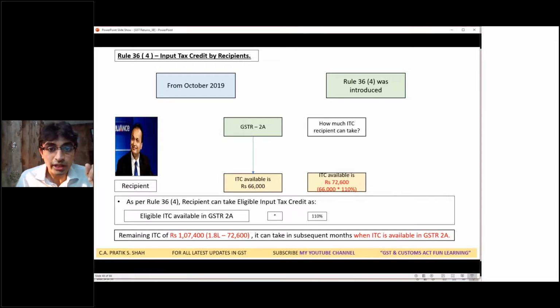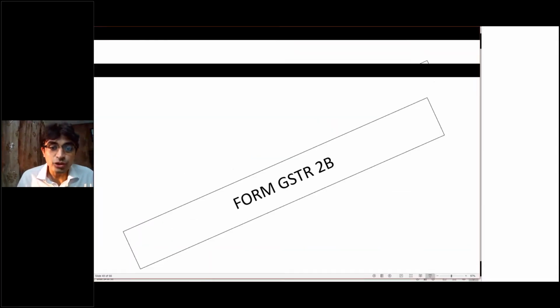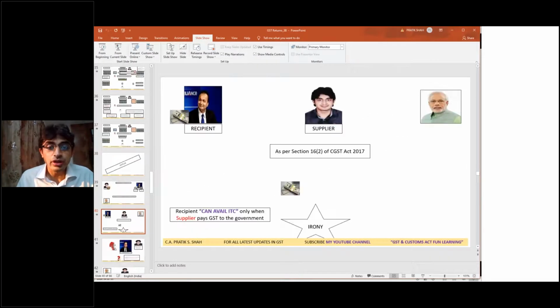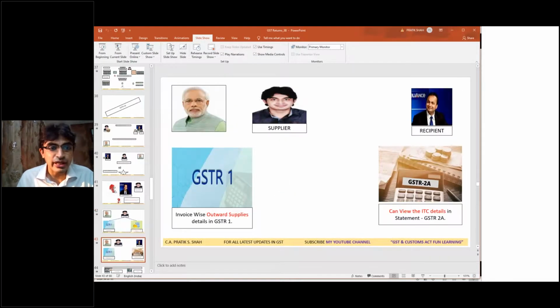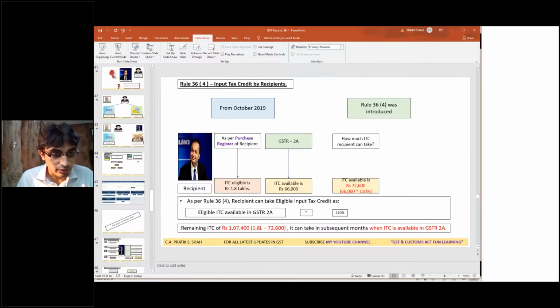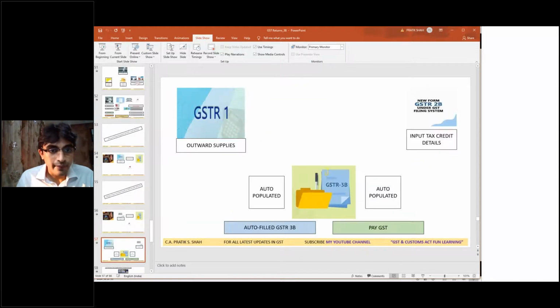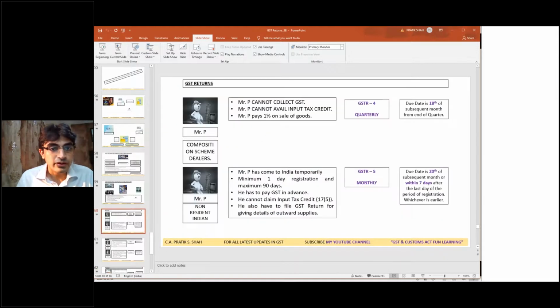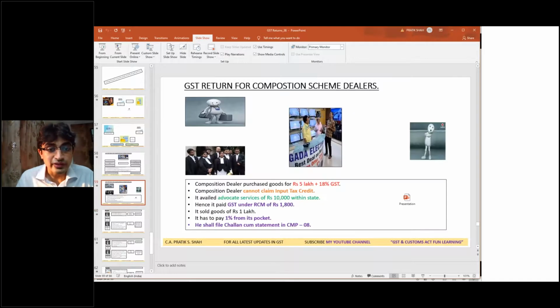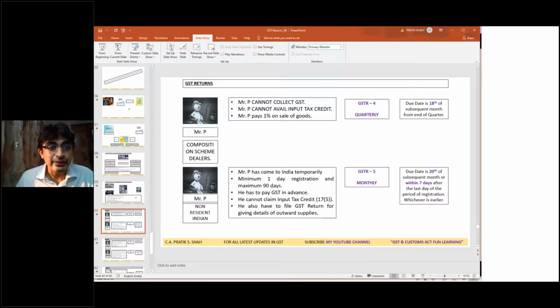Yeah. Clear? Now I will take you through the journey of GST returns, which could be an objective question in your exam. See this. See, GST returns. Now, this is the important part, very important part, GST returns.